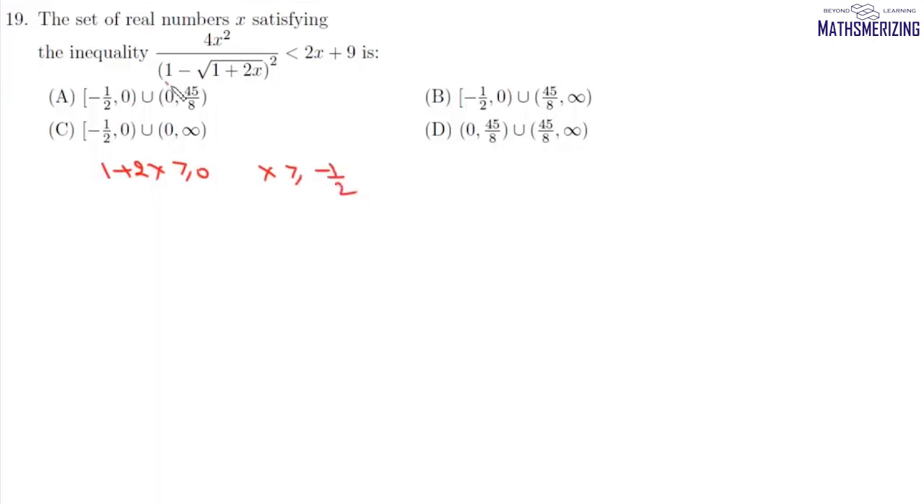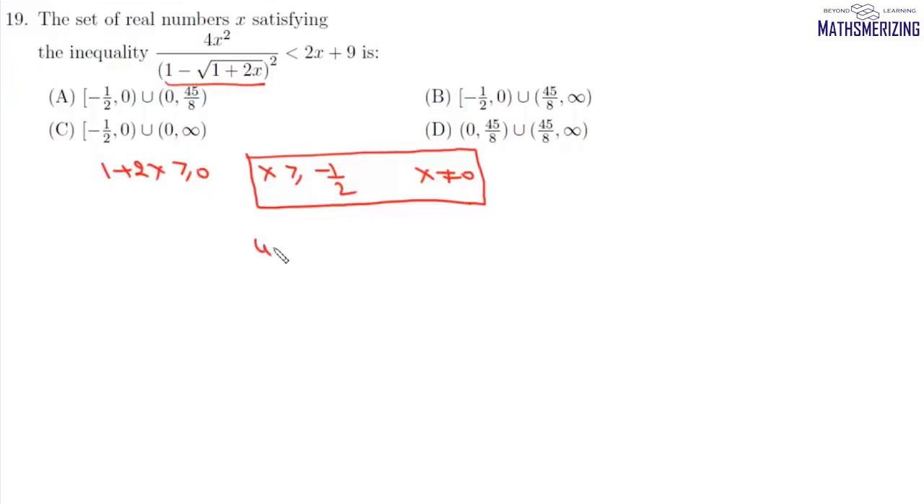And also this denominator should not be 0. That is, the value of x should not be 0. So we have this condition of domain that the value of x is greater than or equal to minus 1 by 2 and it is unequal to 0. Now we'll try and simplify this expression.